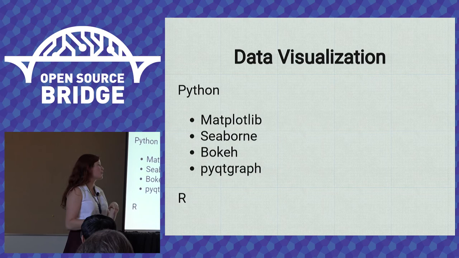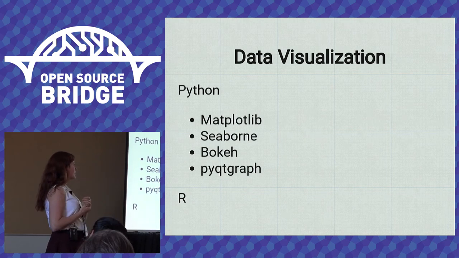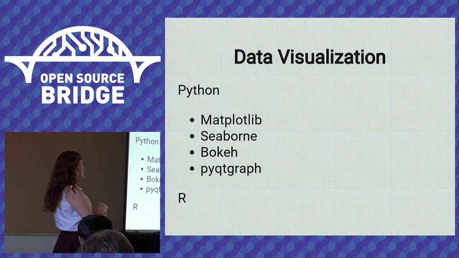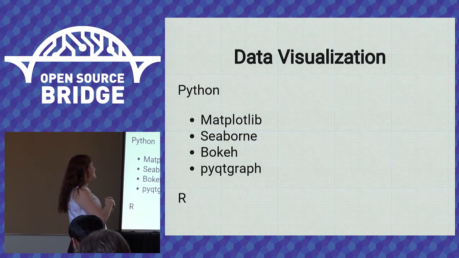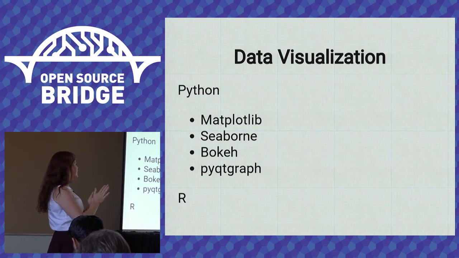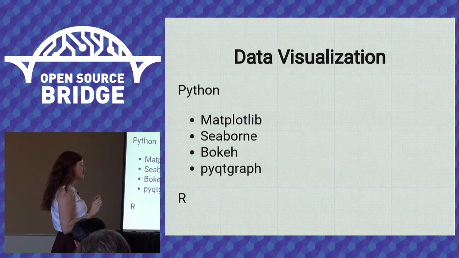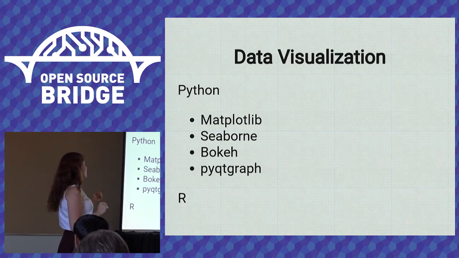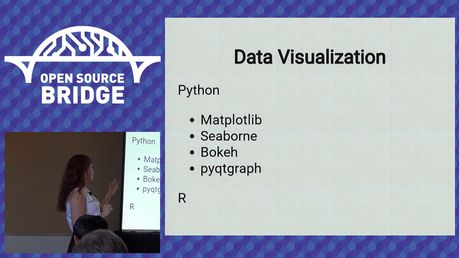Seaborn is another one that is built on top of matplotlib, and it's basically a prettifier. It gives you some high-level manipulations that can be a little clunky in matplotlib. Bokeh is a plotting library that's good for interactive visualization. So if you're going to put anything on the web, if you want an interactive thing, Bokeh is a really good option, because the other two produce basically static images.